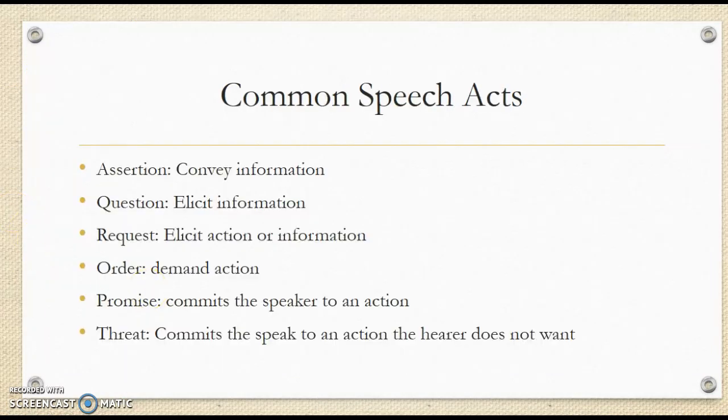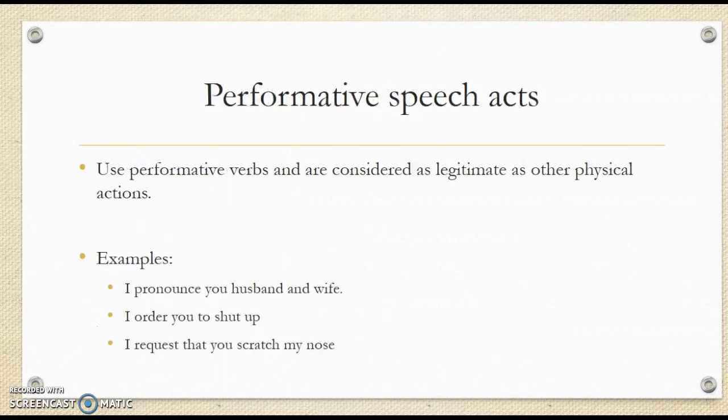So when we're using language in context in our pragmatics, we do certain common speech acts. So the first is assertion, where we're conveying information. Then we also question, we're eliciting information. When we request something using our language, we're eliciting action or information. We can order someone, and that's more firm than a request. That's demanding action. Promise, where we're committing the speaker to an action. And then we can also threaten. It's committing the speaker to an action that the hearer does not want. So these are different things we can do with our language.